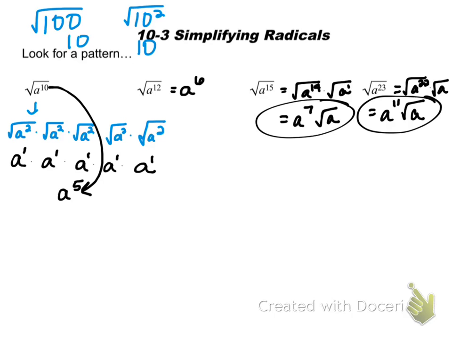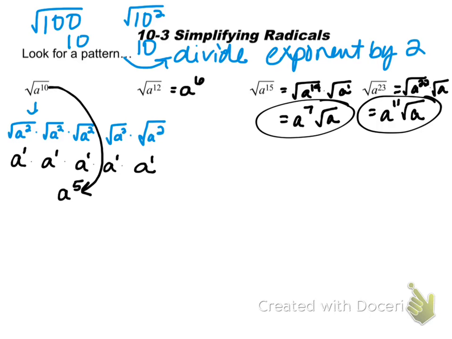Mathematicians don't like when you have a perfect square underneath a radical. They want you to pull that out. So that's something you need to make sure you understand: you don't want any perfect square underneath the radical. So let's look at those perfect squares. Here, our pattern is divide the exponent by 2.